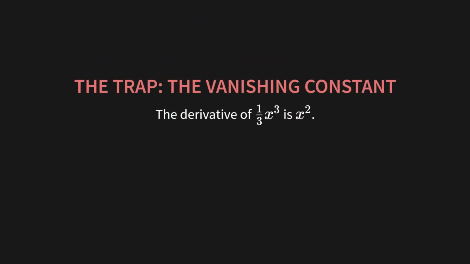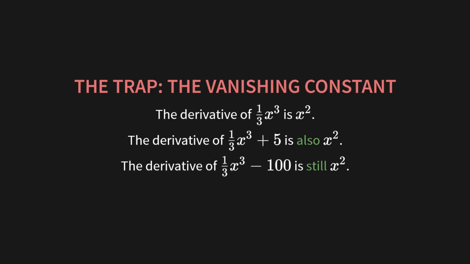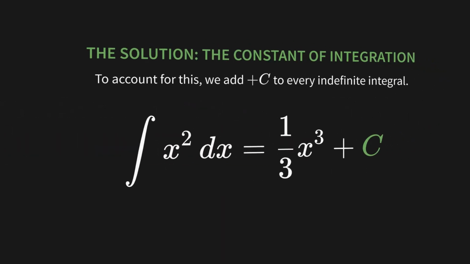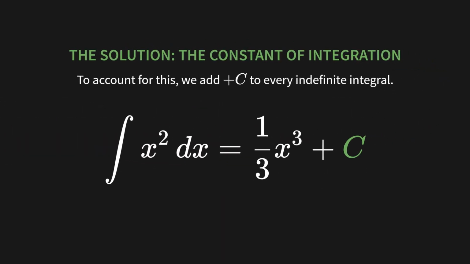The derivative of 1/3 x cubed is x squared. Okay, but the derivative of 1/3 x cubed plus 5 is also x squared. And the derivative of 1/3 x cubed minus 100 is still x squared. There isn't just one antiderivative, there's a whole family of them. So how do we solve this? The solution is the constant of integration. To account for this, we add plus c to every indefinite integral. So the integral of x squared dx equals 1/3 x cubed plus c.